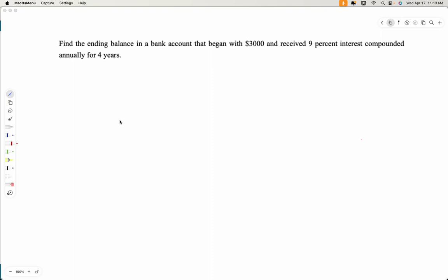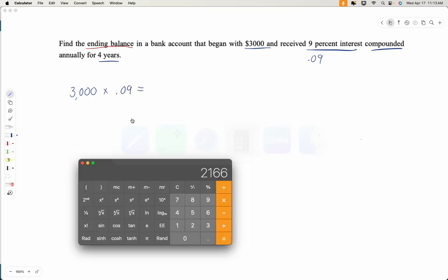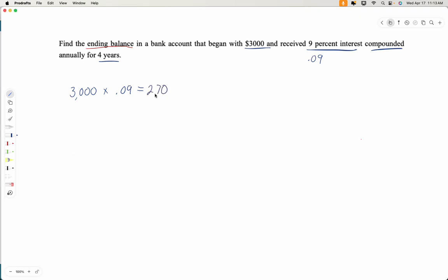All right, so here we have another compound interest problem. We're going to find the ending balance of a bank account that began with $3,000 and got 9% interest compounded for 4 years. All right, so 3,000 times, we have 9% interest. We've already done that calculation before. This will be 0.09. Pull up our calculator. 3,000 times 0.09 is $270. So we add that back to the original balance. That's $3,270. That is the balance at the end of the first year.